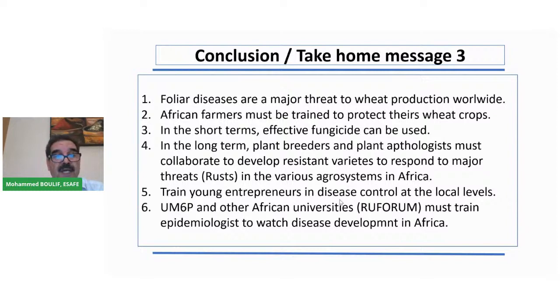In the short term, of course, effective fungicides can be used, but in the long term, plant breeders and plant pathologists must collaborate to develop resistant varieties to respond to major threats, basically the rust, in the various agrosystems in Africa. And this is something that African universities may coalesce, may unite, may collaborate on.